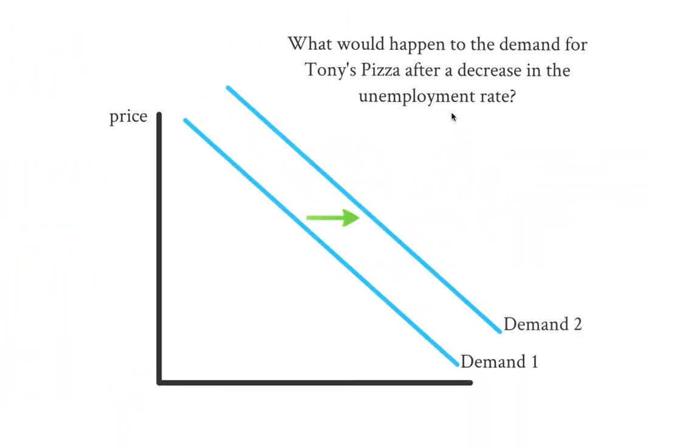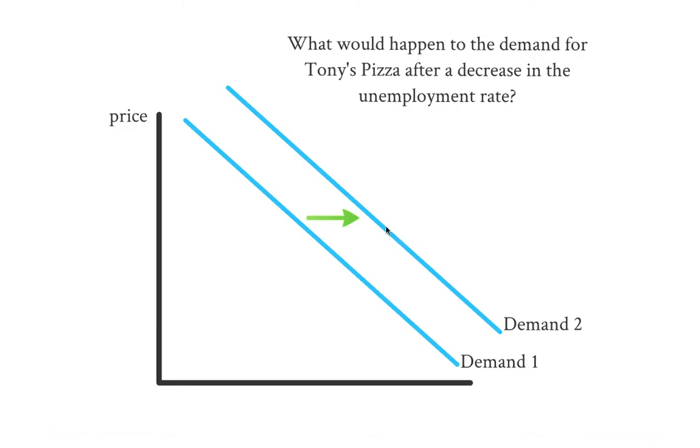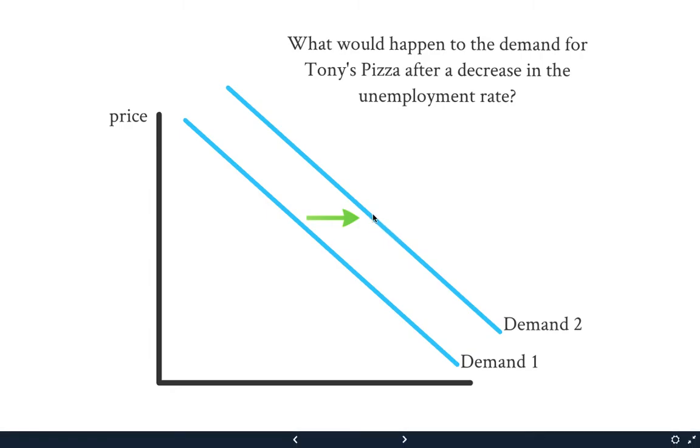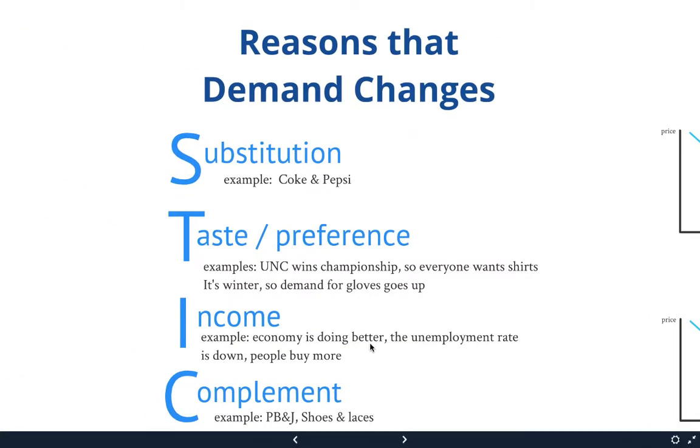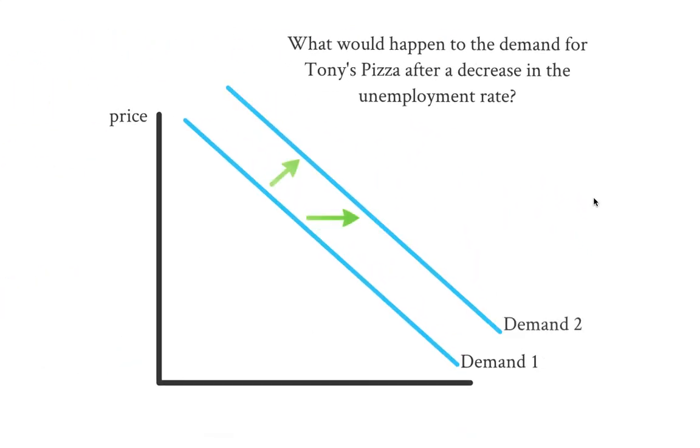All right. So what I want you to see here is when the demand rises, the line moves to the right. So here's your first demand, and here's your second demand. It says, what would happen to the demand for Tony's Pizza after a decrease in the unemployment rate? Well, if unemployment rate goes down, the demand for Tony's Pizza goes up. And what that means is that he will sell more pizza at a higher price because people have more money. And if you go back to this, that would be based on income. The economy is doing better, so therefore it went up. It doesn't move diagonally or up and down. It moves straight to the right or straight to the left.